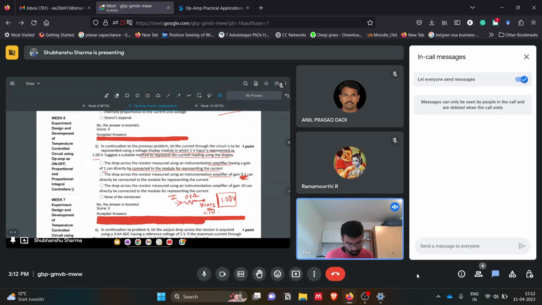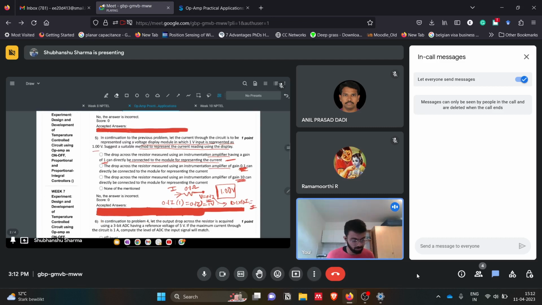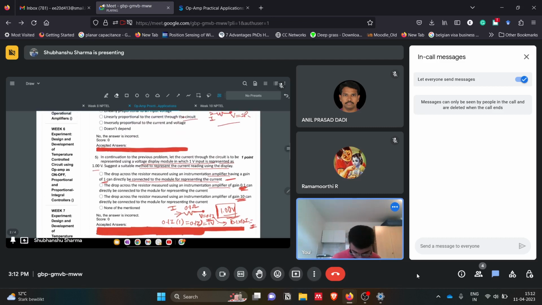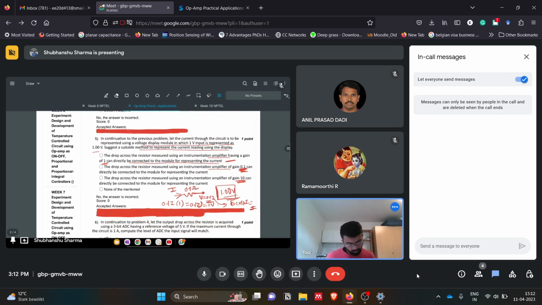So if we have a gain of 1, it will be 0.1 I into 1, which is 0.1 I itself. So this also we cannot use. If we have a gain of 10, then this factor will be 0.1 into 10 I, which will be I. So if we have a 1 ampere current, then we can get 1 volt at the output. So the most suitable option I am finding here is C.